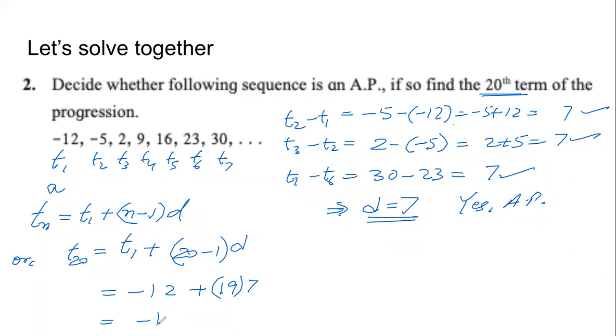So minus 12 plus, if you know the multiplication table of 19, how much is it? 19 into 7. 133, is it? Is this correct? Yes. So the final step will be 121. Now our answer is complete.